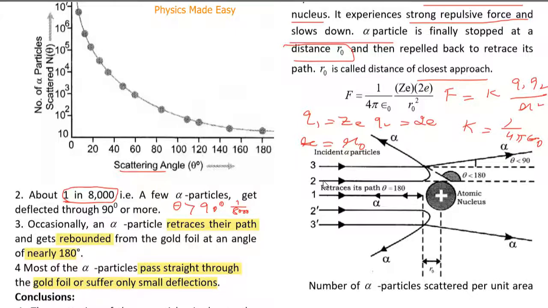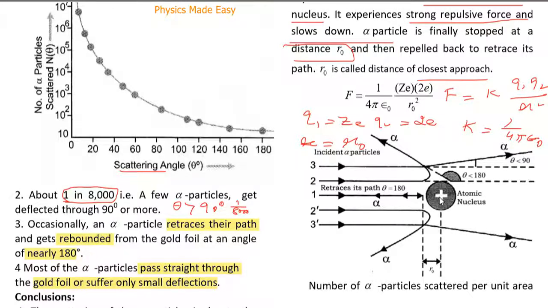And 2 and 2 dash, these two are other alpha particle paths, and they are scattered at an angle like this, less than 180 degrees. And then 3 and 3 dash are the alpha particles which are scattered at an angle less than 90 degrees.